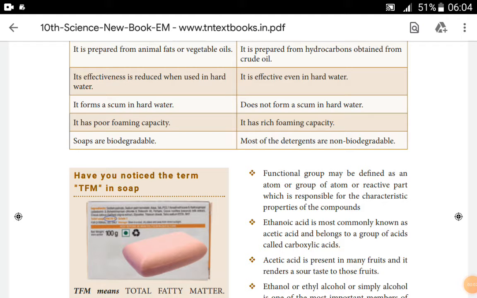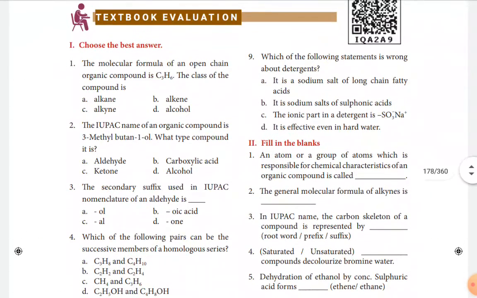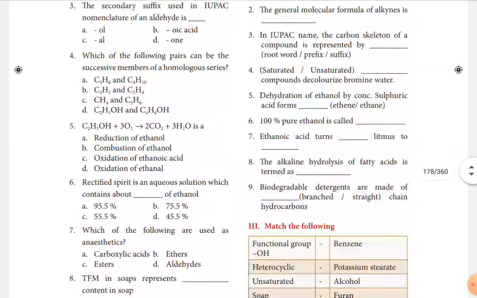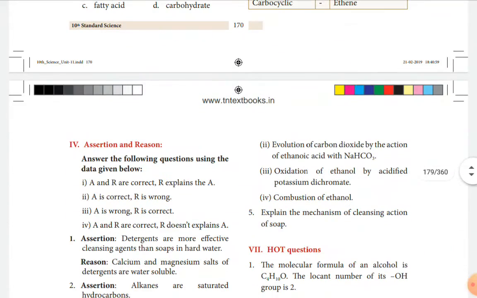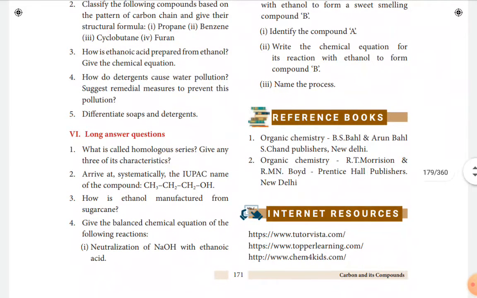Nowadays, we are discussing the textbook evaluation of Unit 11, Carbon and its compounds. Already we discussed choose the best answer, also conducted a test, fill-ups, match the following, then short answer questions. So now we are discussing Roman letter 6, long answer questions, in page number 171.